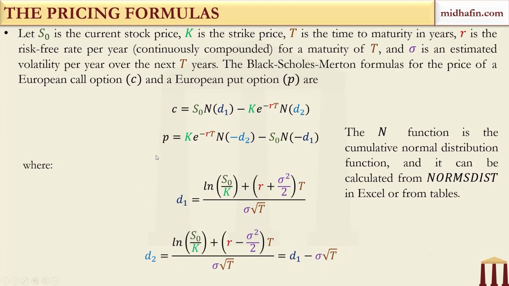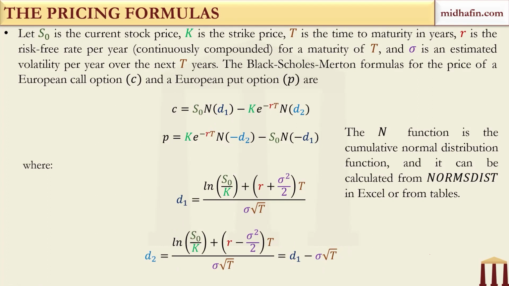Okay. Now what is ND1? ND1, ND2 is nothing but the CDF values from the standard normal distribution table, precisely. So ND1, if let's say your D1 is 0.12, you open the standard normal table, look at 0.12, and find the corresponding CDF value. That gives you ND1.